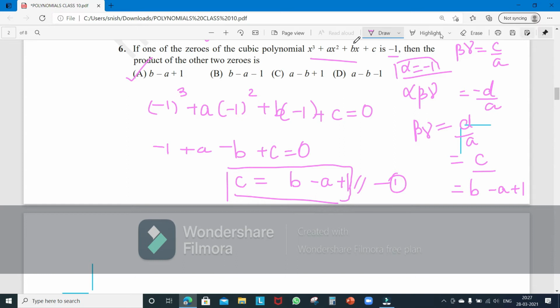So I think it's clear. I'll explain it once again. Minus 1, first you're substituting in place of x in this equation. So you're getting this one. On rearranging, you'll get the value of c.